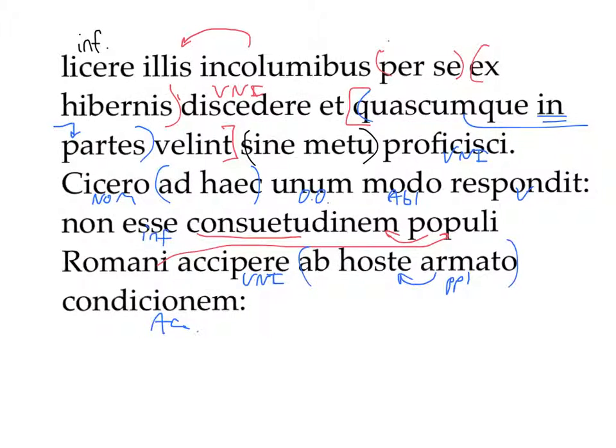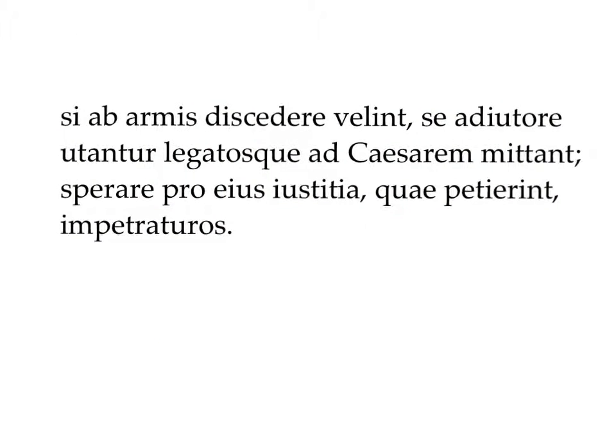Si ab armis discedere vellent, se adiutore uti atque legatos ad Caesarem mittere; sperare pro eius iustitia quae petierint impetraturos. All right. We have, of course, we're still in indirect statement from Cicero's response.